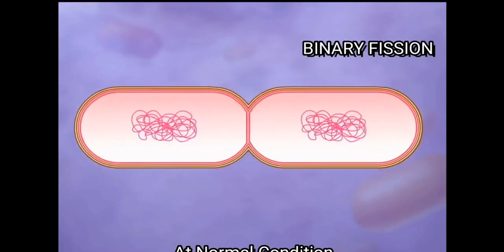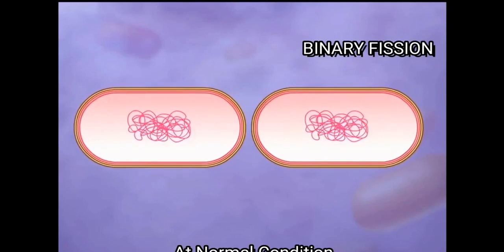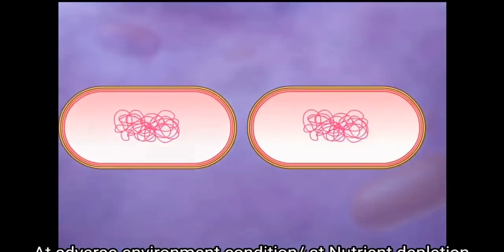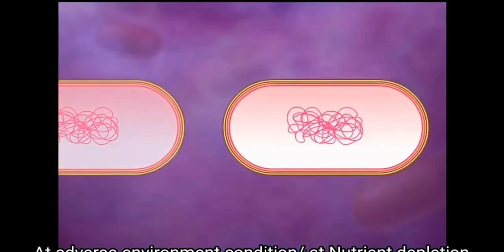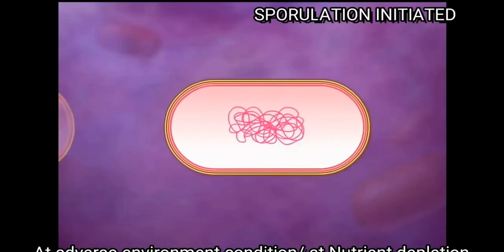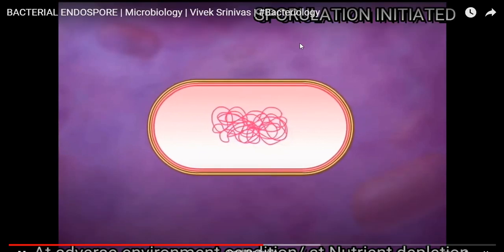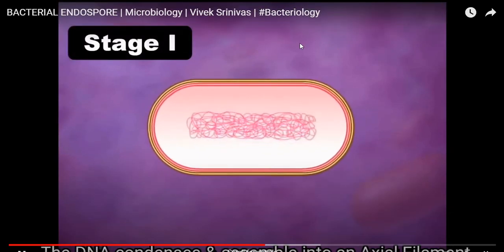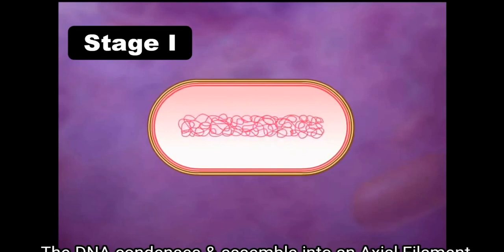In stage 1, the DNA of the bacterial cell condenses and assembles into an axial filament. Now, they are called as the mother cell. In stage 2, the DNA divides into 2 copies. Then, the mother cell membrane invaginates to form the 4 spores.